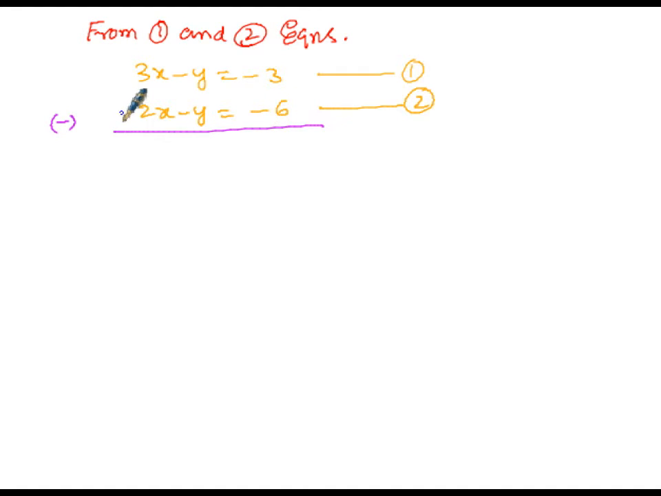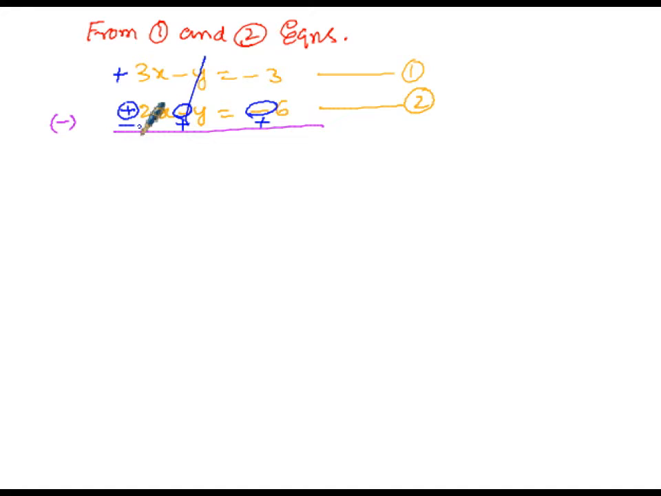So here the positive sign becomes negative, and the negative sign becomes positive. So here minus becomes positive. Then minus y and the new sign, plus y, both get cancelled. Then now 3x is positive and 2x is negative, plus into minus is minus.